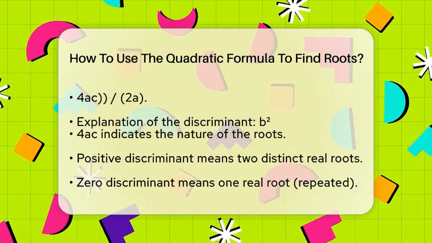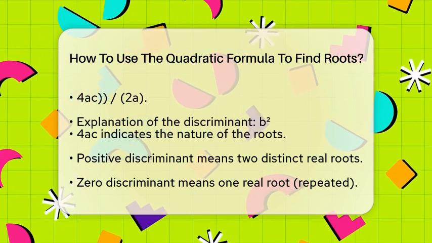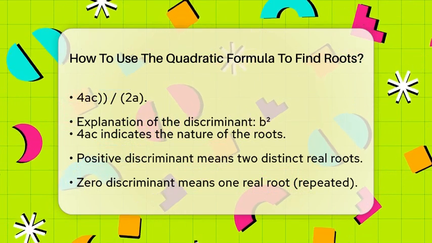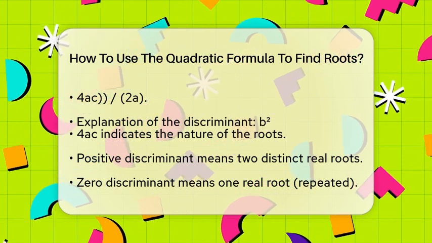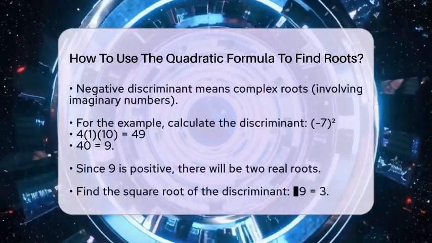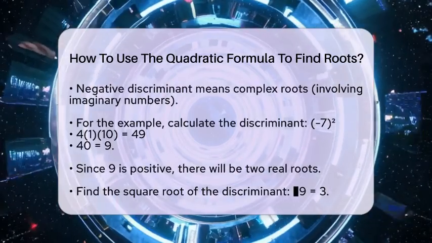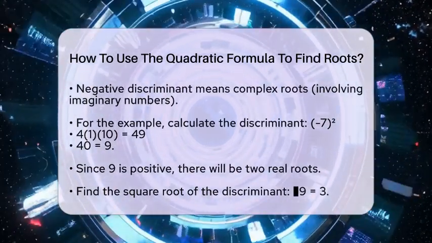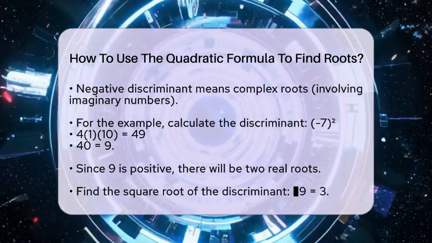Let's go back to our example. x squared minus 7x plus 10 equals 0, we calculate the discriminant. We take negative 7 squared, which is 49, and subtract 4 times 1 times 10. This gives us 49 minus 40, which equals 9. Since 9 is positive, we know there will be two real roots. Next, we find the square root of the discriminant. The square root of 9 is 3.